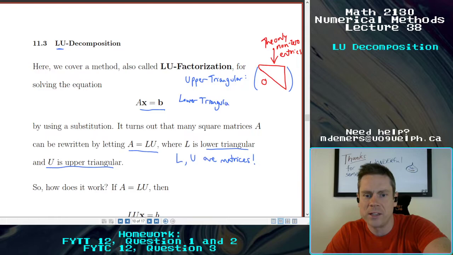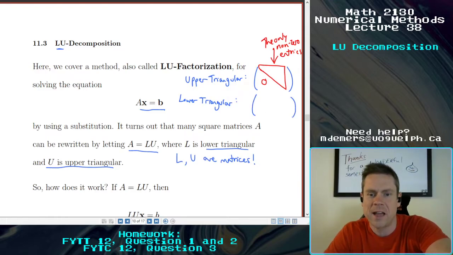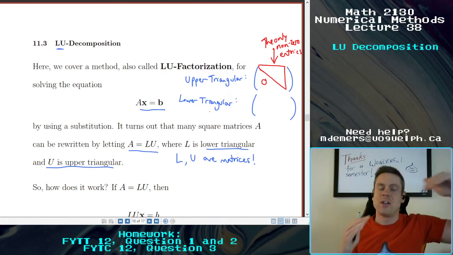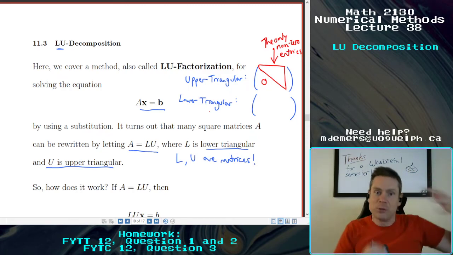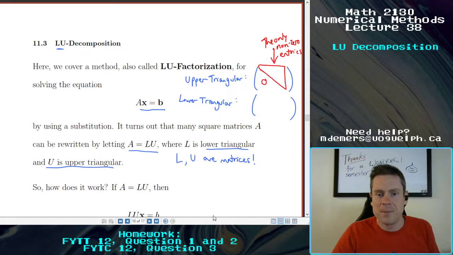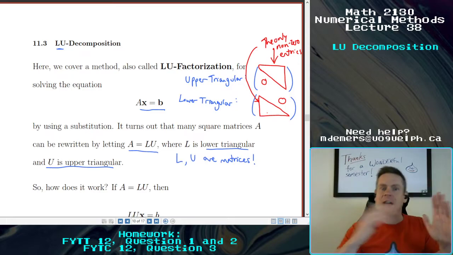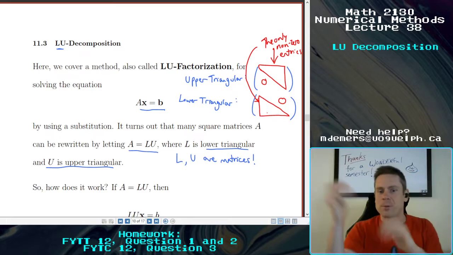A lower triangular matrix is going to be the exact same thing, except that all of the entries along the diagonal and to the left are the only non-zero ones. Of course, some of those could be zeros, but they're the only ones that could be non-zero. Everything above that and to the right would have to be zero. So that's where the triangles come from. It's everything along the diagonal to the left or everything along the diagonal to the right.